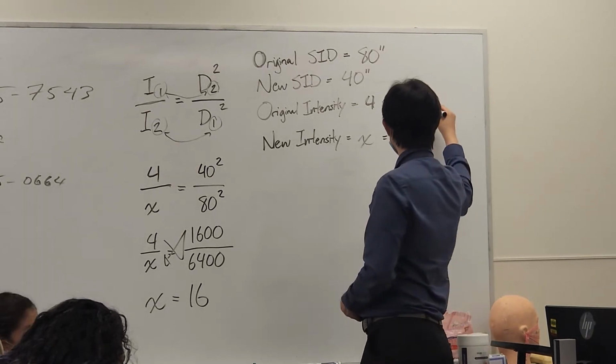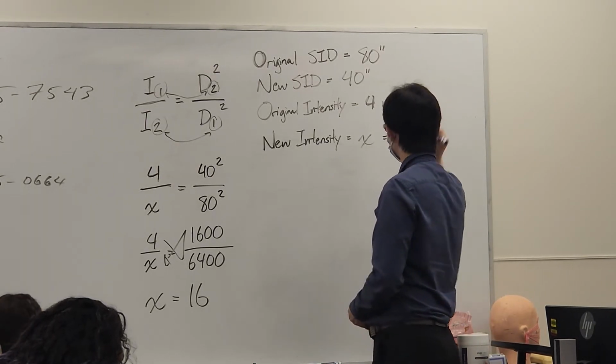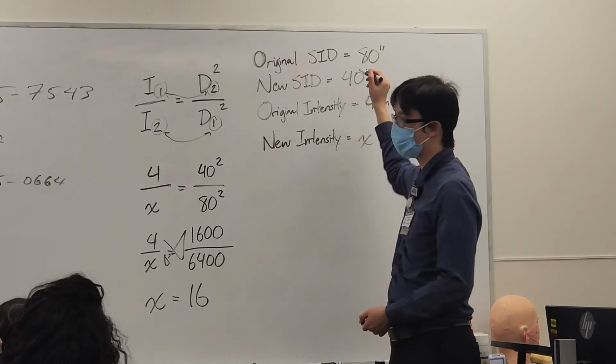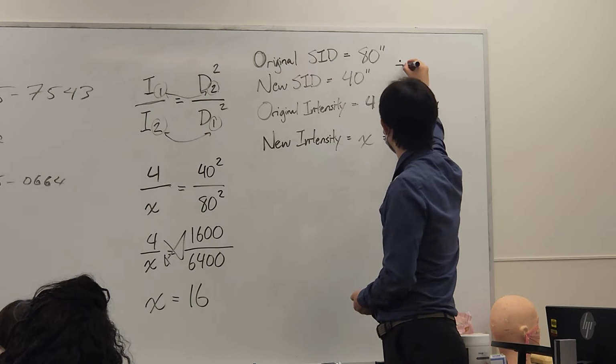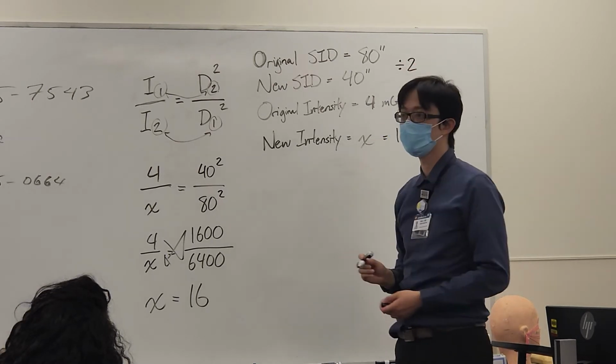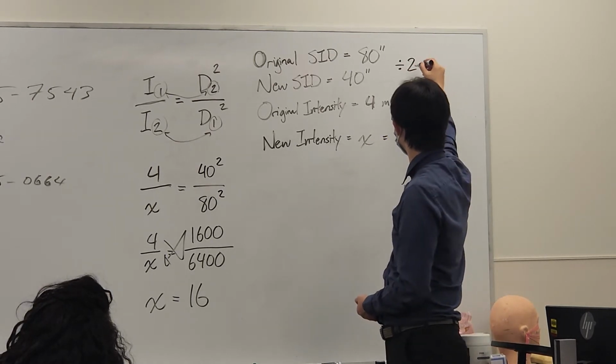How much did it increase by? Great, it increased by 4 times. How much did our distance decrease by? Correct, by half. So do you see?